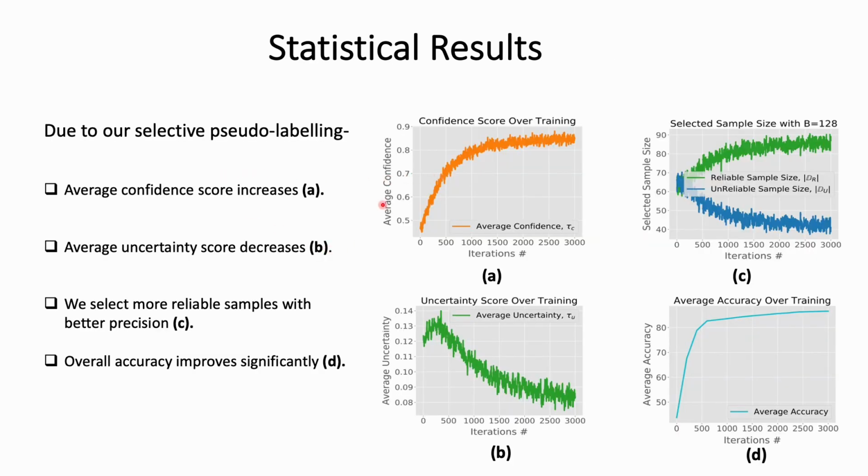Due to our selective pseudo labeling strategy, we can see that over the training the average confidence score increases and the average uncertainty score decreases, and we are selecting more reliable samples with better precision. The overall effect can be seen in the average accuracy of the model, which sees a steady increase over the training.